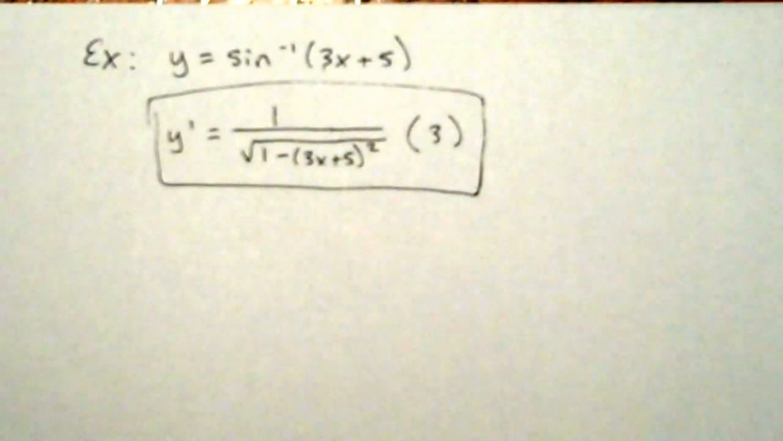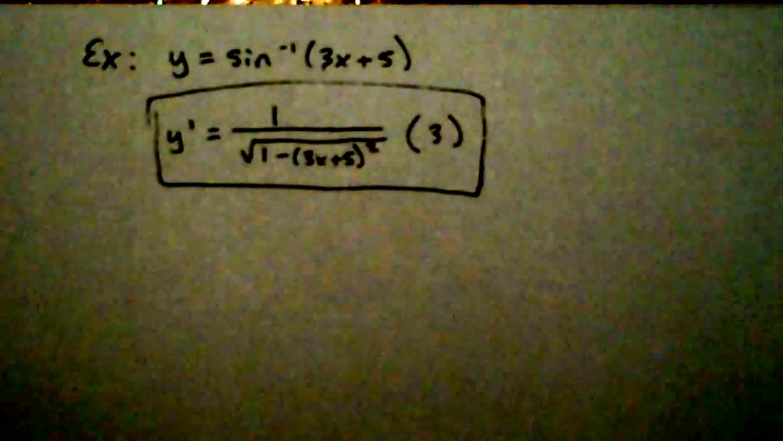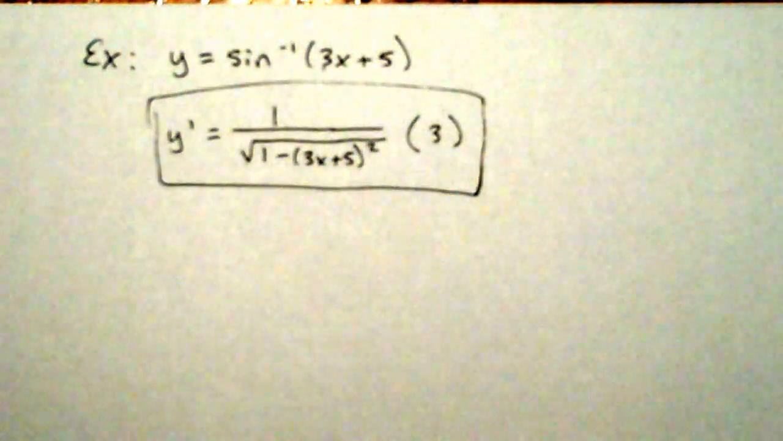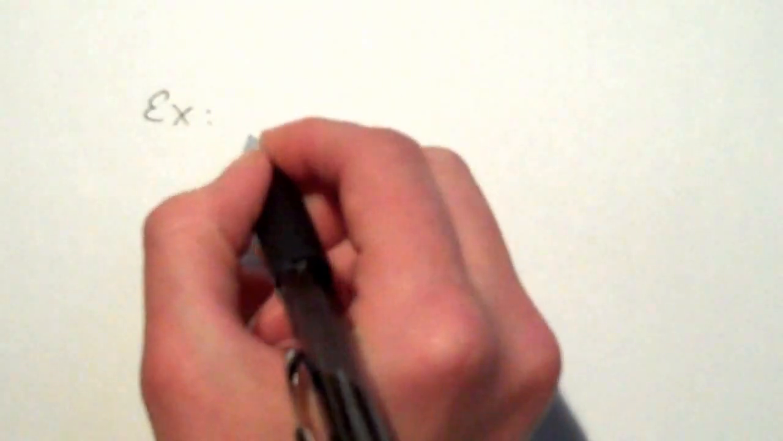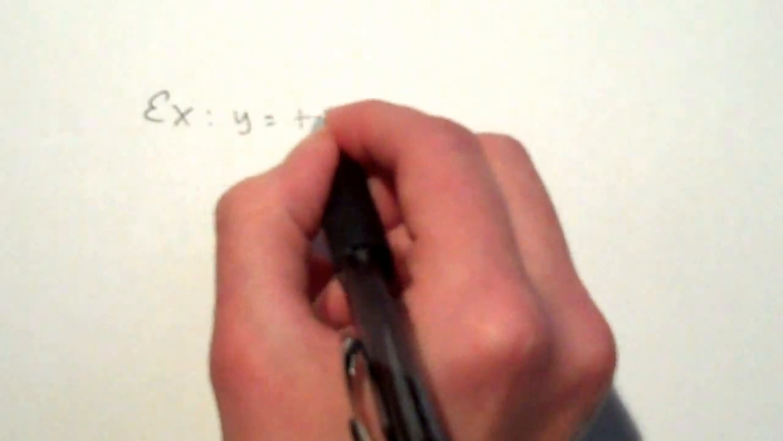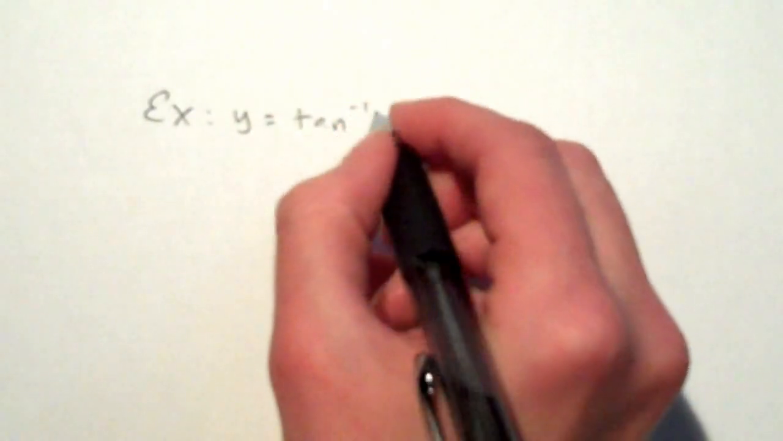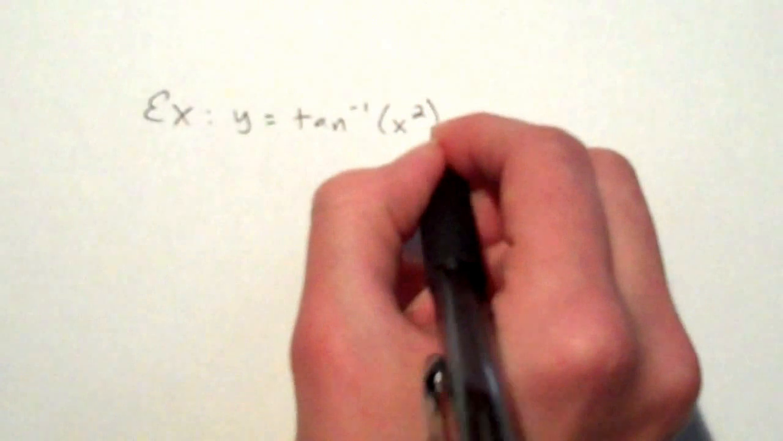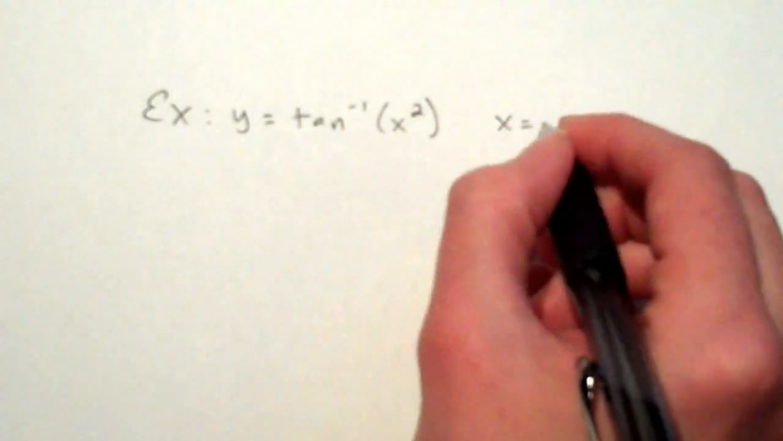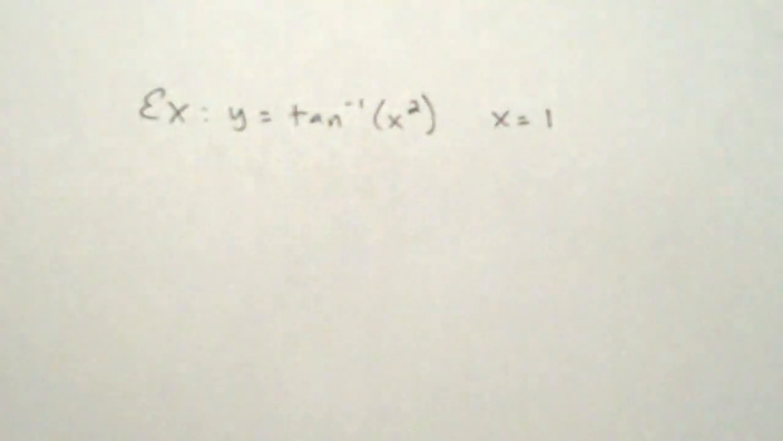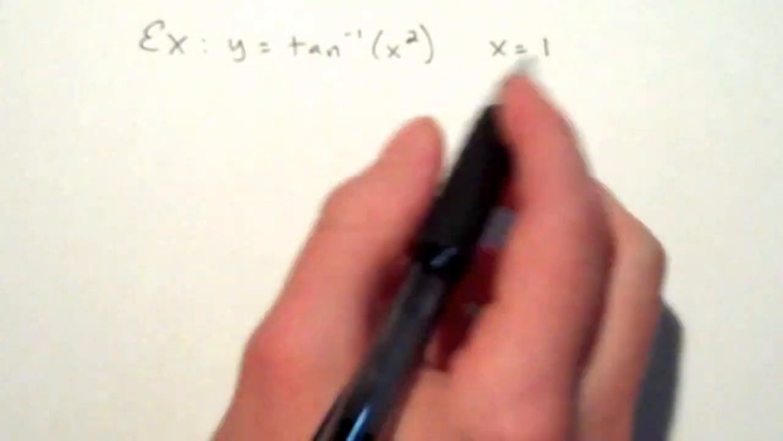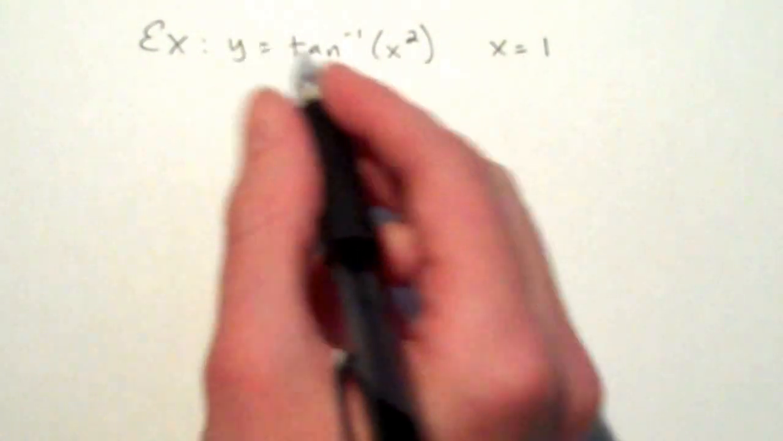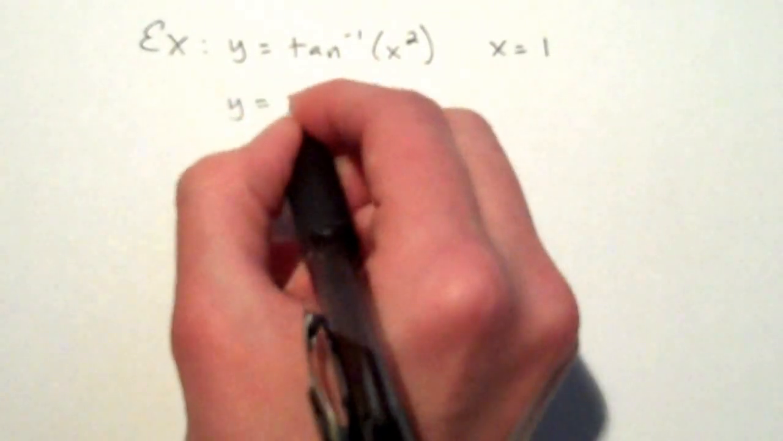Okay, now another example I want to do is how to find the tangent line. Basically the same thing again, but just to have one more example. Okay, so our next example, I have the function y equals the inverse tangent of x squared, and I want to find the equation for the tangent line at x equals 1. So the first thing I have to do, well, there's two different things you can do. You can plug x in and figure out what y is. So actually, let's just go ahead and do that.